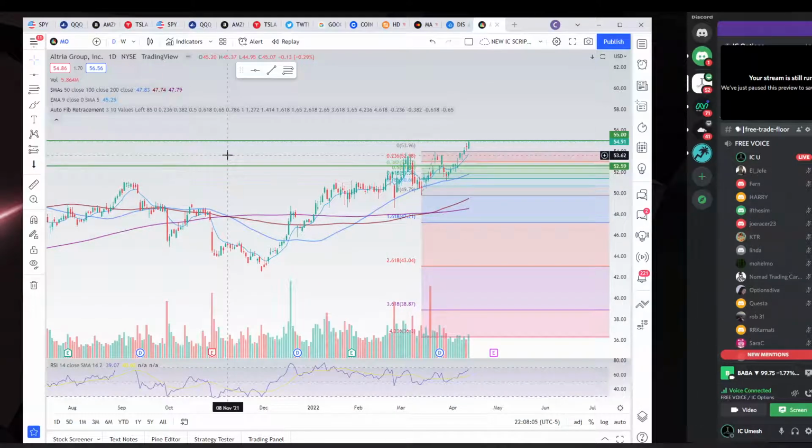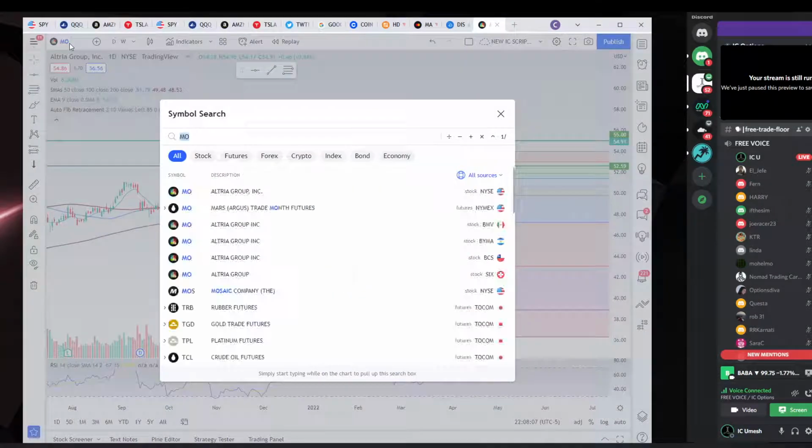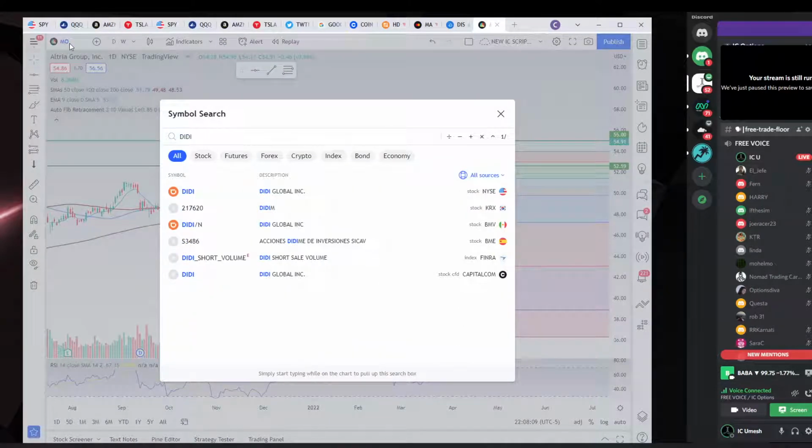DD going for a double bottom, any idea? DD, is that the Chinese education one?